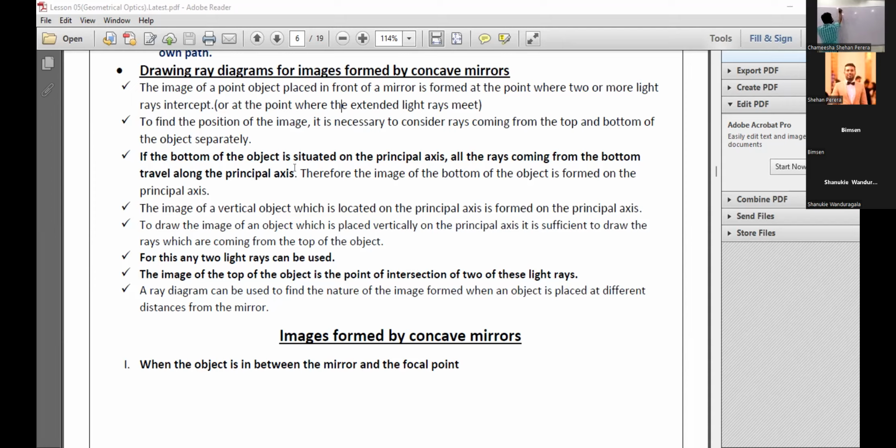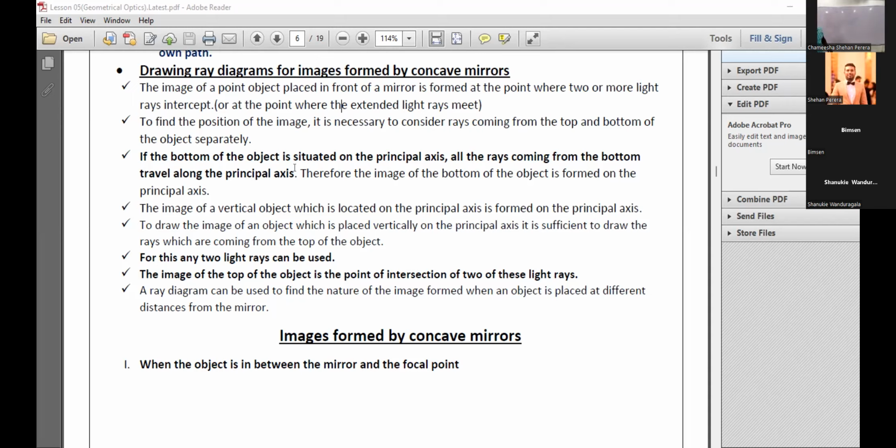Okay, that's very important. If you only consider the light rays coming to the concave mirror from the top of the object, you would be able to draw the image, right? Because you don't need to worry about the light rays coming from the bottom of the object, as it is placed on the principal axis. Right, next part. For this, any two light rays can be used. The image of the top of the object is the point of intersection of two of these light rays. A diagram can be used to find the nature of the image formed when an object is placed at different distances from the mirror.